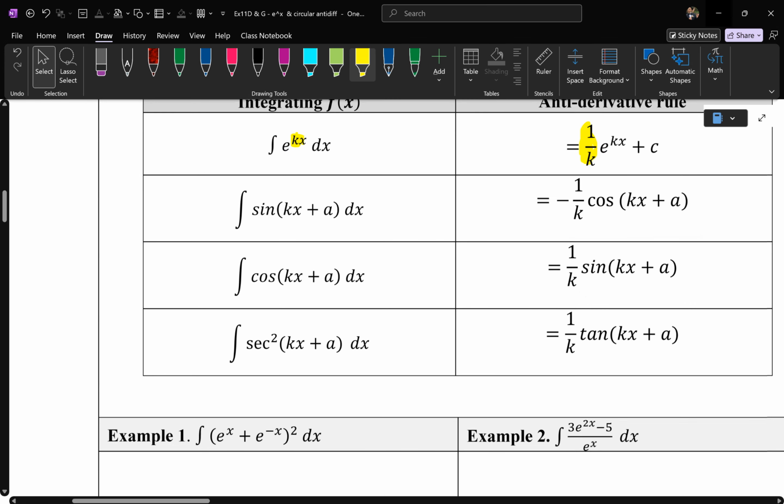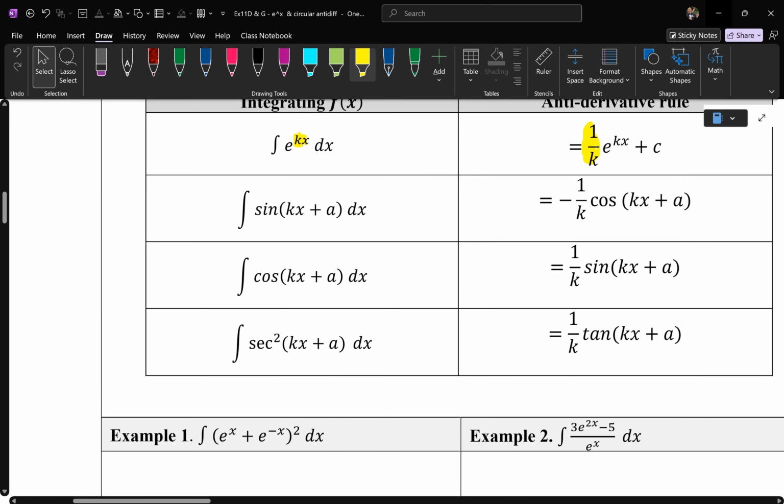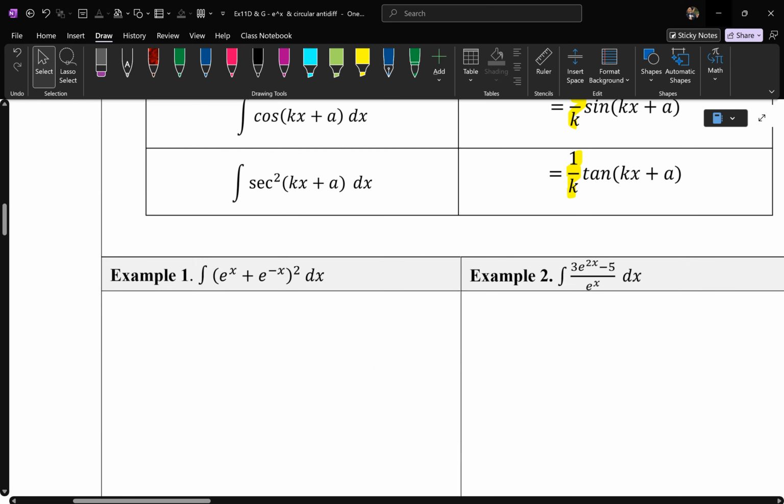What else is there? Sec squared is pretty much related to tan. Everything else is the same. 1 on k is all the coefficients. Let's do the first one.